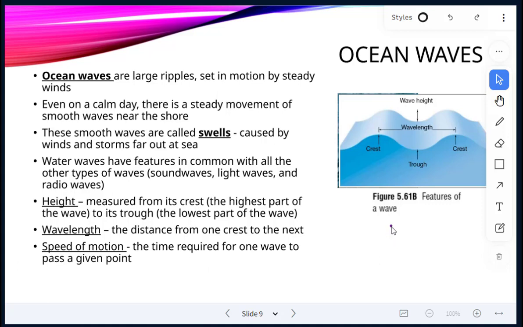We have the wave height, which is measured from its crest, which is the highest part of the wave, to its trough, which is the lowest part of the wave. So here's the crest, there's the trough. The wavelength is measured from one crest to the next crest. The speed of motion is the time required for one wave to pass a given point.